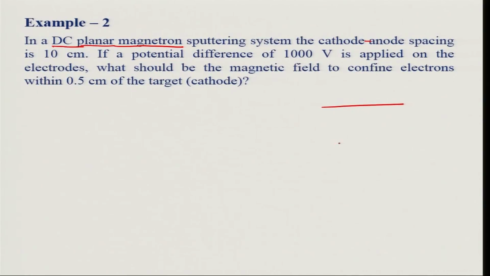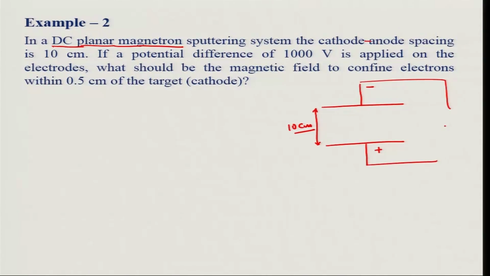So, this is my configuration, this is cathode and anode, and this is DC, and this is 10 centimeter. And a potential difference of 1000 volts is applied. So, somewhere here, this is 1000 volts. What should be the magnetic field to confine electrons within 0.5 centimeter of target, which is also cathode? Now, I want my electrons to be confined within 0.5 centimeter. So, suppose this is 0.5 centimeter.